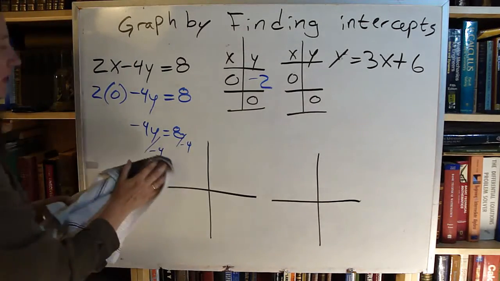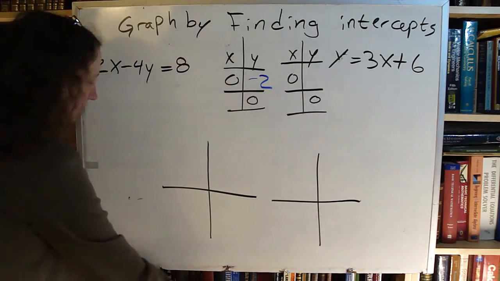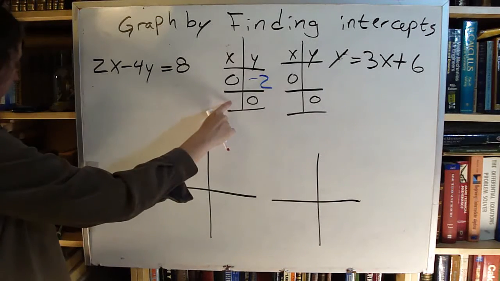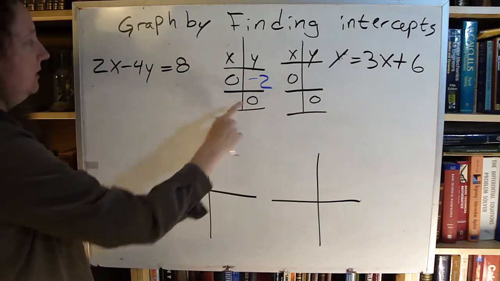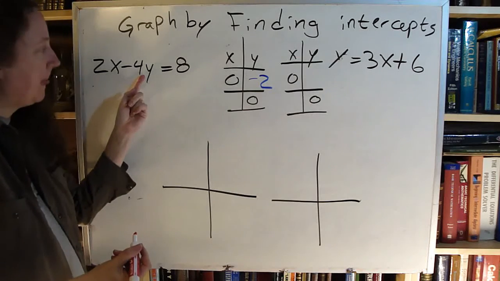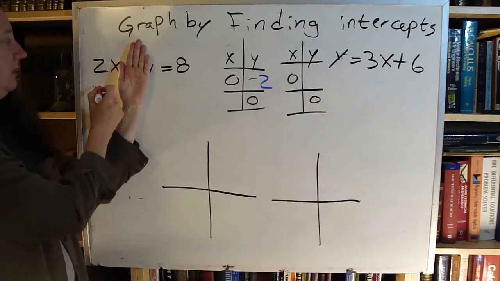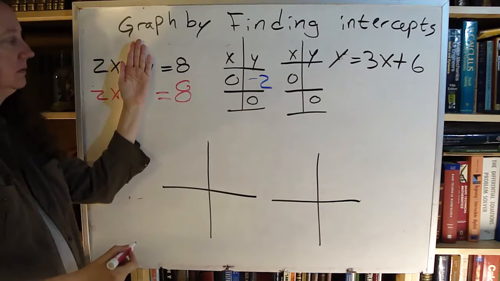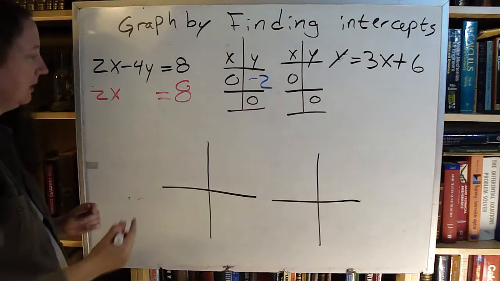So now I need to make room for this. Second one. Second point. I'm told that x is unknown, y is 0. So I want my y to be 0. So I'm going to do the cover-up method. Negative 4 times 0 is 0. And I'm left with 2x equals 8. I just saved myself 2 steps there.